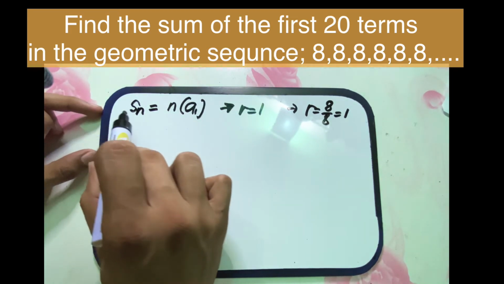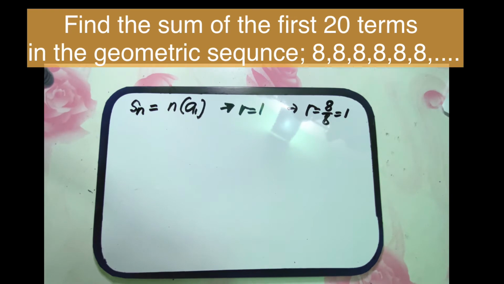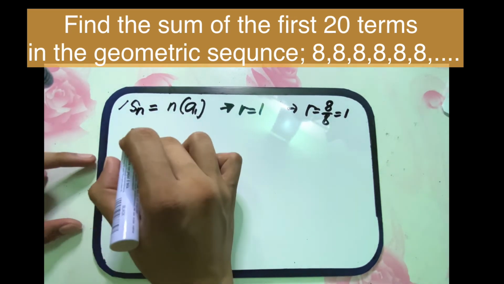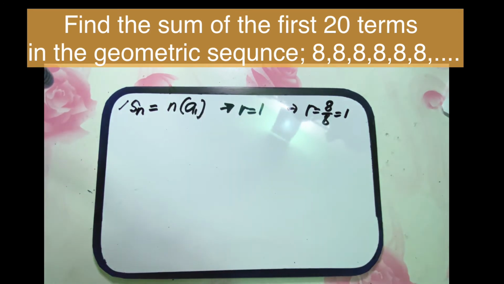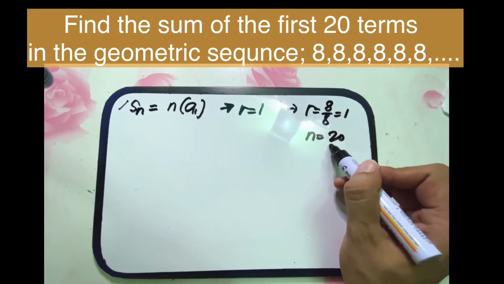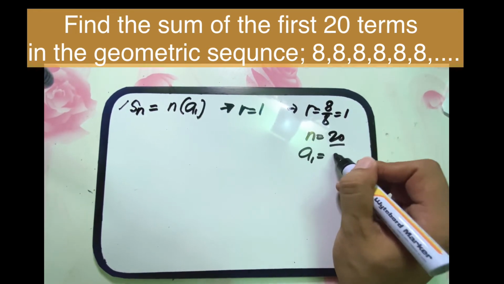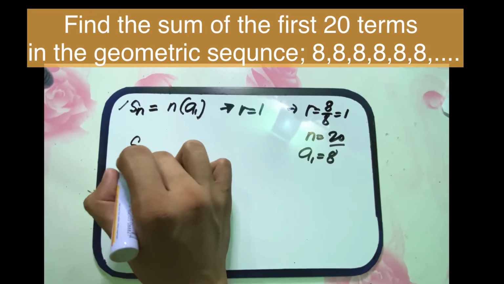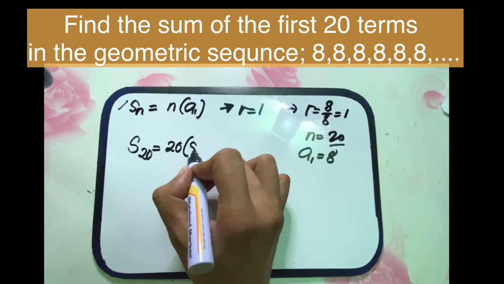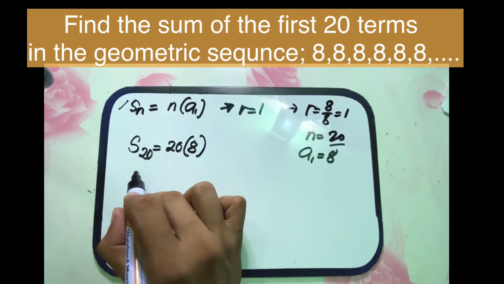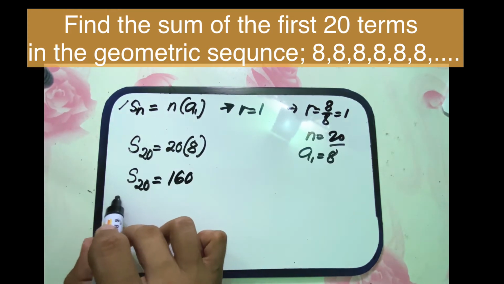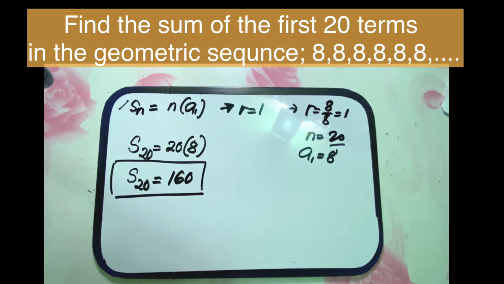But in order to get the sum more easily, you can use this one. So n is the number of terms, the first 20 terms, so n is 20, and our a sub 1 is 8. So S sub 20 is equal to 20 times 8, that is 160. So this is the sum of the first 20 terms.